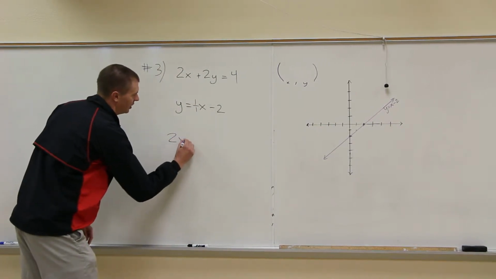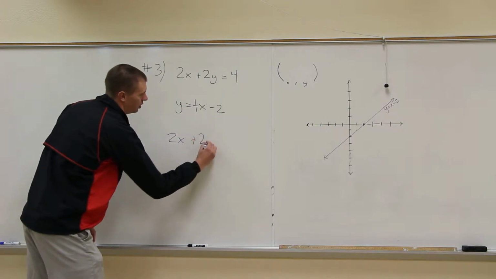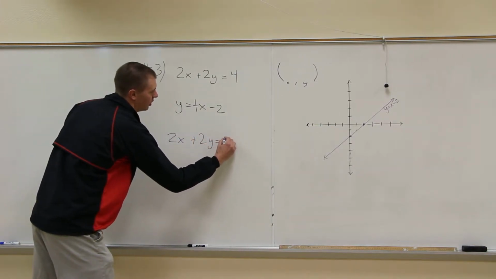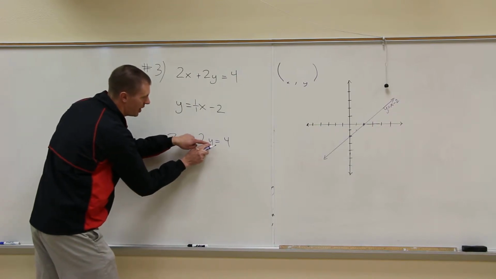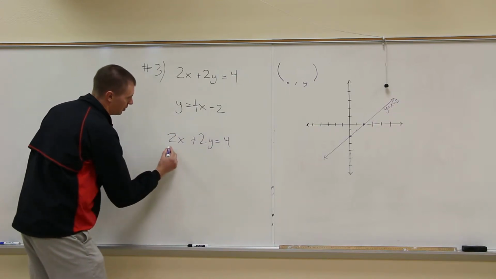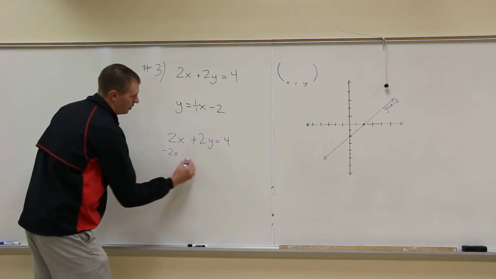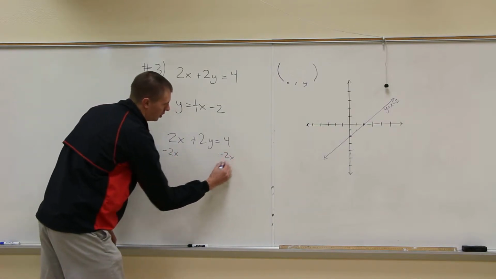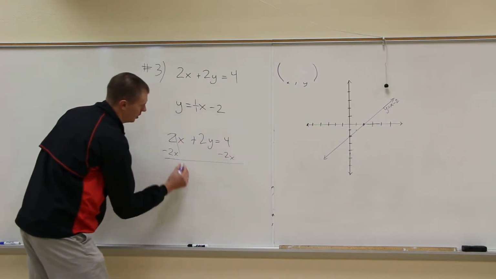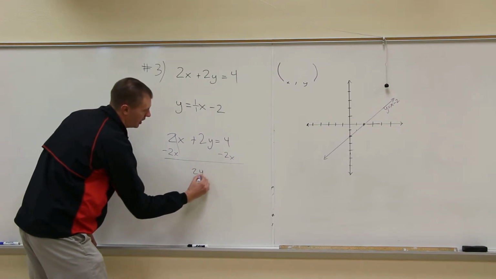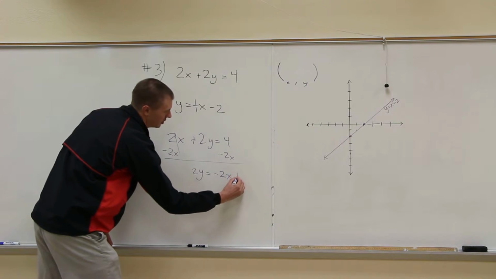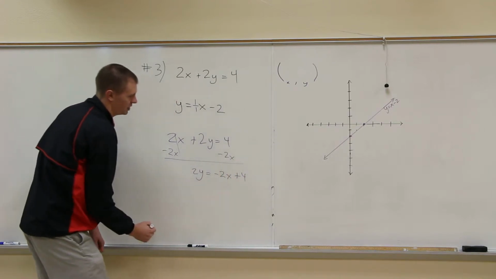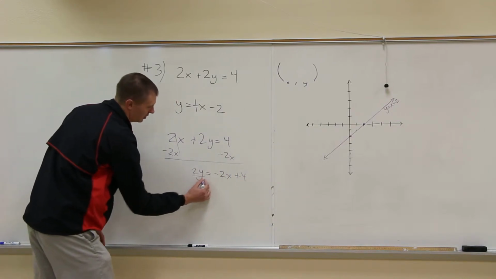I'll rewrite that down here. 2x plus 2y equals 4. Put it in slope-intercept form. I want to get that y by itself. So I'll start by subtracting that x term over. And I get 2y equals -2x plus that positive 4 that was there. Y isn't by itself yet. Divide by 2.